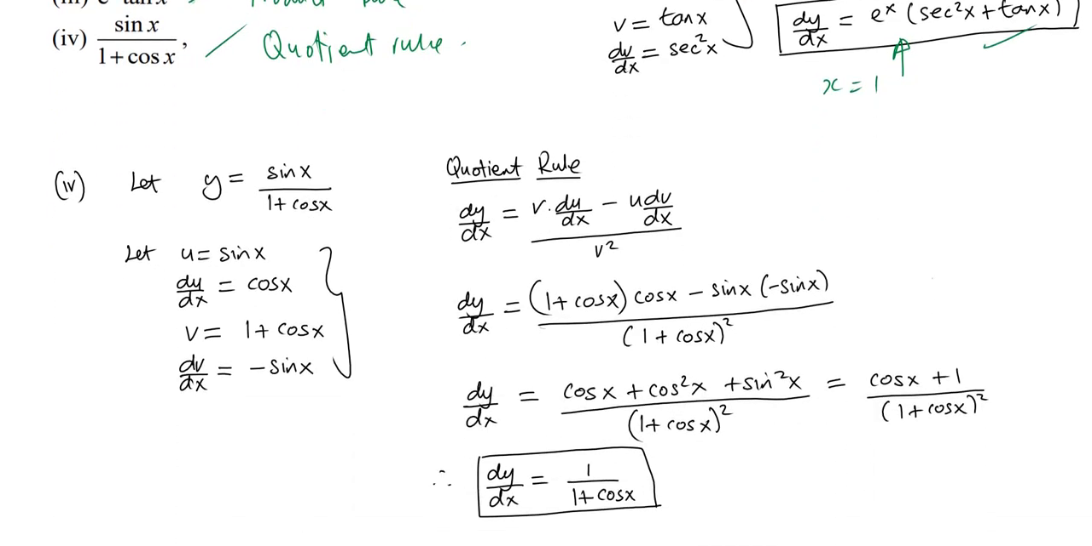Now, for this one, this is the quotient rule. Okay, so we do exactly the same. U is always on the top this time. You can't swap them around. U is sine x, derivative of sine x is cos x. V is 1 plus cos x. So to differentiate that, you get minus sine x.